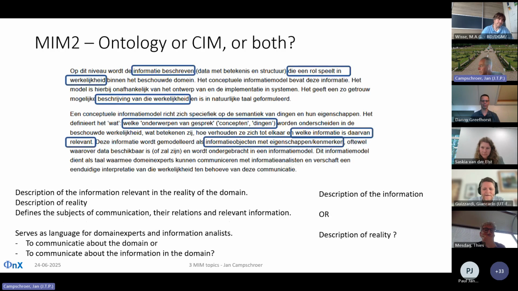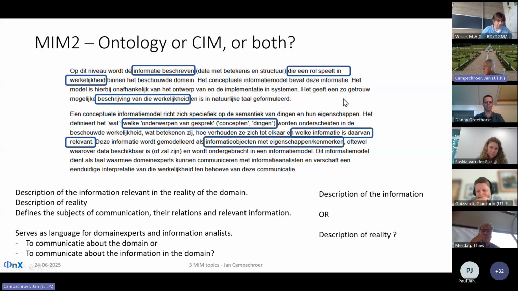In eerste instantie, ik heb hier een stukje tekst gekopieerd uit de MIM-standaard. En die beschrijft wat in de MIM 2-laag beschreven wordt. Dan staat hier: op dit niveau beschrijven we de informatie. Dus het beschrijft informatie, niet het domein dat een rol speelt in de werkelijkheid. Dus je hebt de informatie over die werkelijkheid.